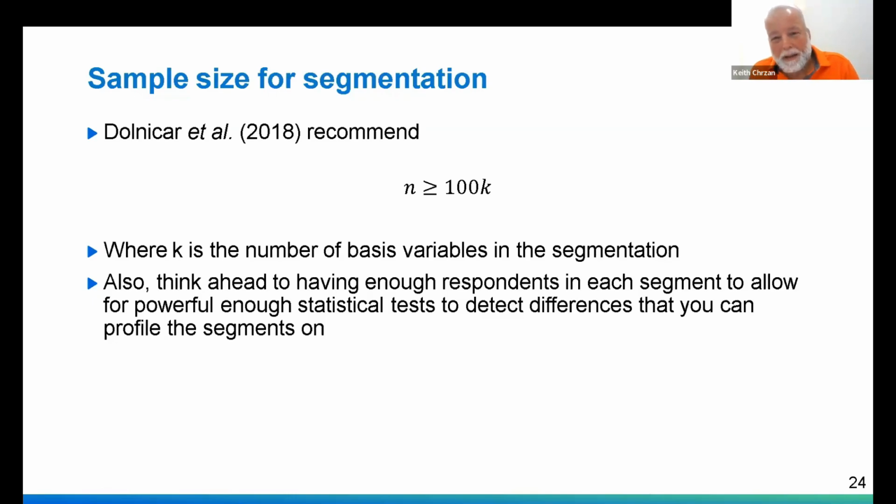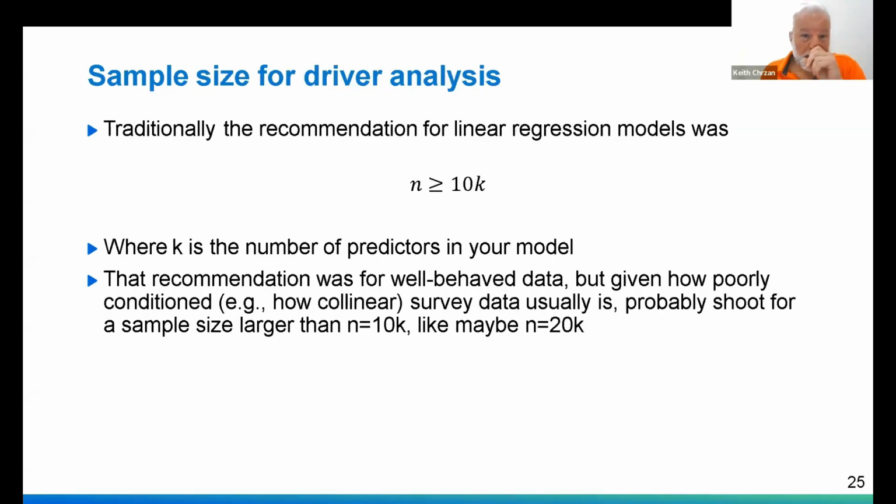So if I wanted to have, worst case, maybe I've got 6 segments. If I wanted to have on average 200 or 300 respondents, maybe I want 1,200 to 1,800 respondents in my segmentation study. So we've got a couple different ways of thinking about it. You can think about how many respondents per segment you want, to do segment profiling. Or you can also just think, I'd really like to have 100 times as many respondents as I have basis variables. Okay. Another area that I get questions about is driver analysis.